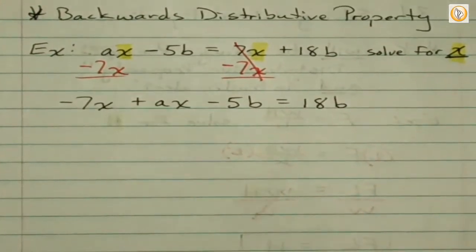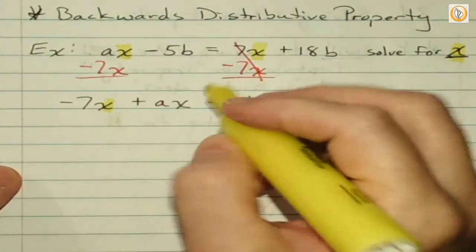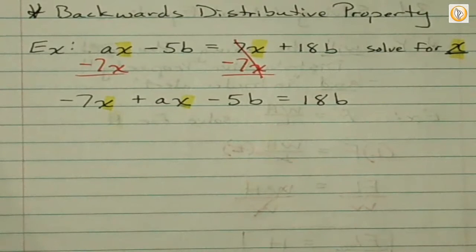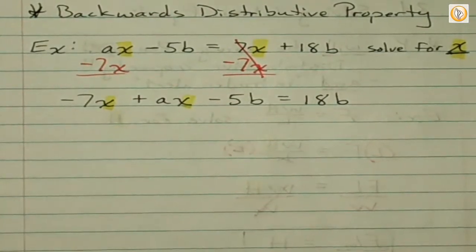I have a question. Yes. Why did you write negative 7x plus ax instead of writing ax minus 7x? It doesn't really matter. Okay. You could have done AX minus 7X. It really doesn't matter.